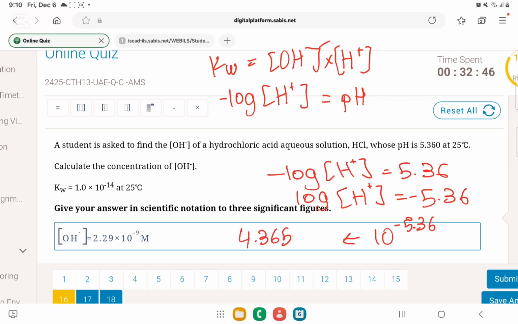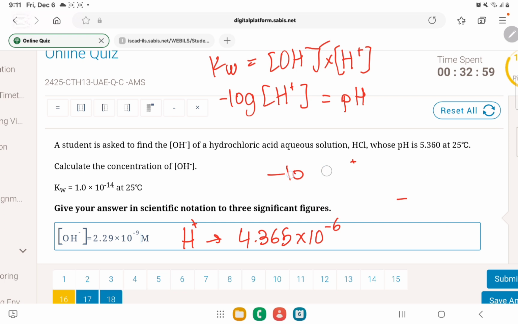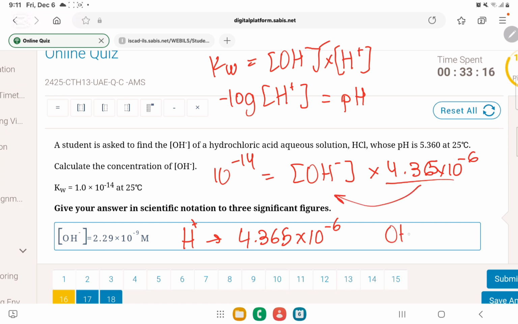And then you get 4.365 times 10 to the power of negative 6. Okay, and then since now we have the H plus, we're going to use the Kw formula. So 10 to the power of negative 14 is equal to OH minus times 4.365 times 10 to the power of negative 6. So you put that to the other side, you get OH minus is equal to 2.29 times 10 to the power of negative 9. Okay?